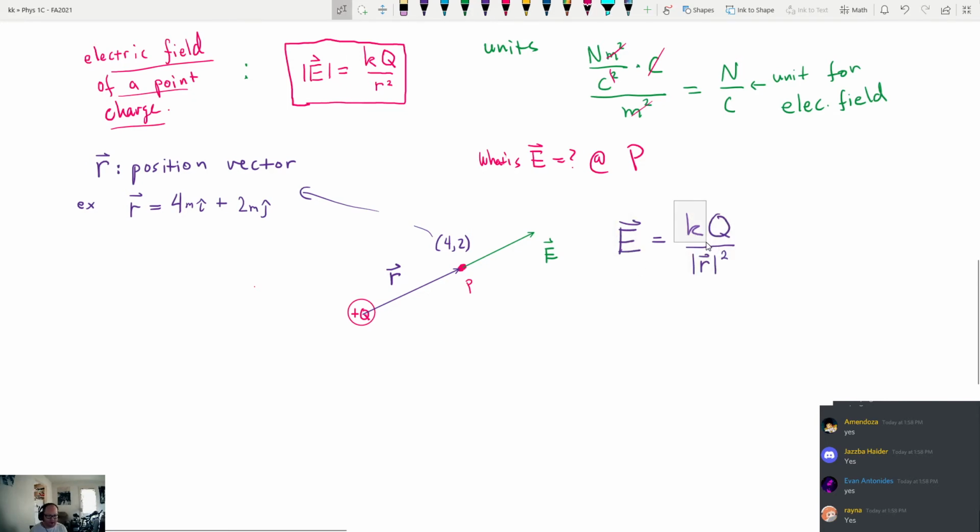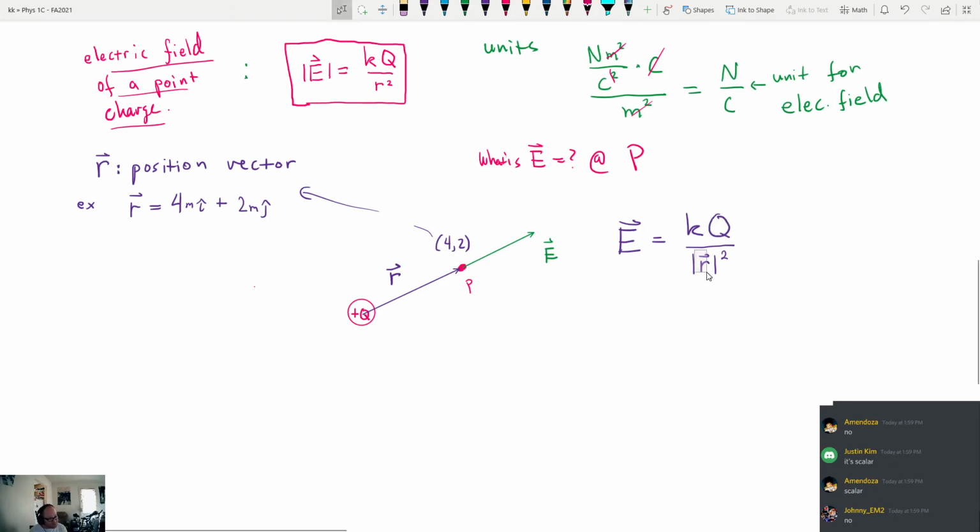k, not a vector, right? q, is charge a vector or a scalar? I don't think we talked about this. It can be positive, it can be negative, it can be zero, but can it have a direction? It can't, right? It's just a size. You have so many coulombs, it's a scalar, right? Okay, so we got a scalar times a scalar.